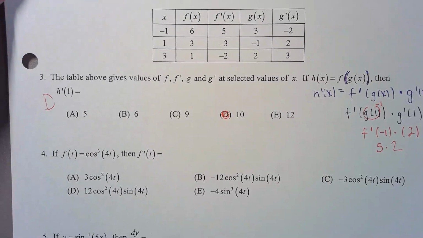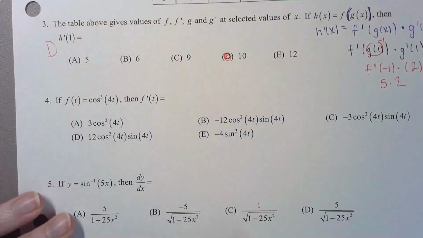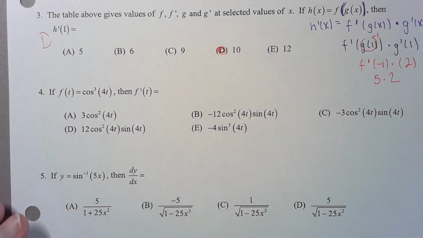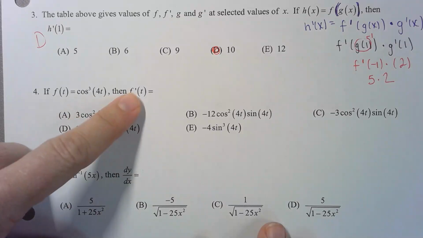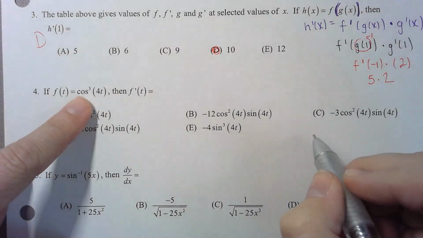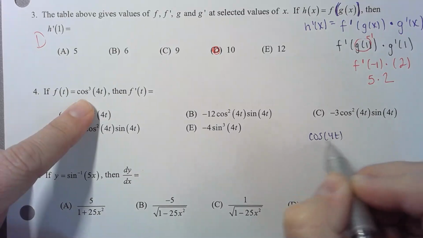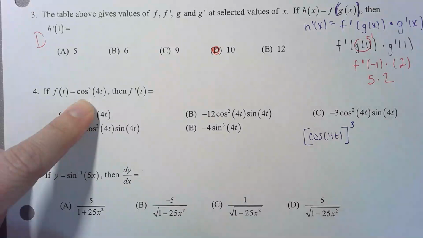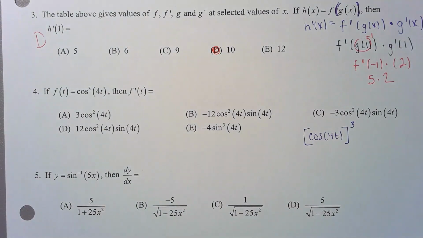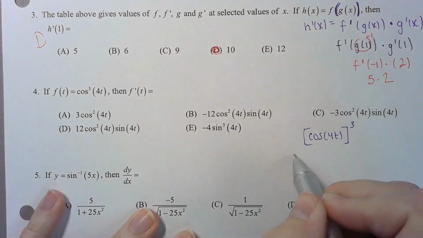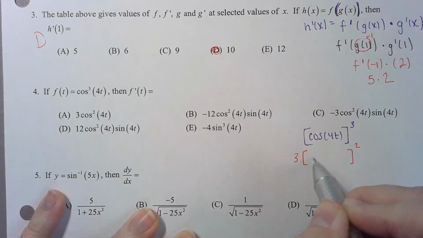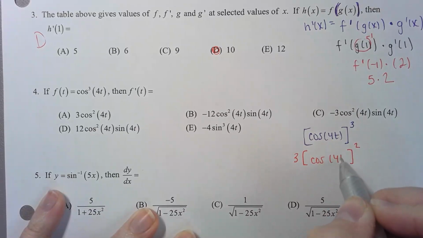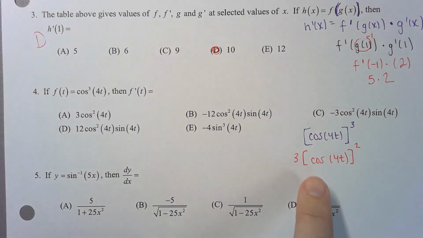Good. Speaking of the chain rule, let's take a look at question number 4. Again, a straightforward derivative question. They're giving us a function. They want f prime. Before I start, I'm going to rewrite this as we should, mathematically more meaningful. Cosine cubed of 4t means the cosine of 4t, cubed. That's a big deal because that's going to tell us where to start with the chain rule. We're going to bring that 3 down in front and subtract 1 from the exponent. So I have 3 times the cosine of 4t squared.